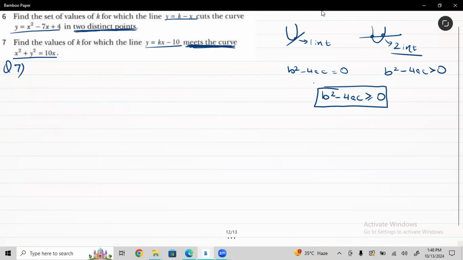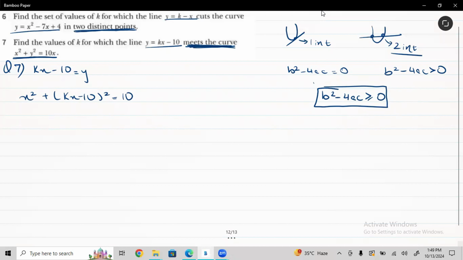Second step. Now we have to substitute one equation into the other so that we can solve this. A disclaimer before we start: this one is easy, but it's really lengthy. Some of you may get confused because there's a lot of multiplication here. So to solve it, kx minus 10 is our y value. We are going to input this into our equation, x squared plus y squared is equal to 10x. So x squared plus (kx minus 10) whole squared is equal to 10x.